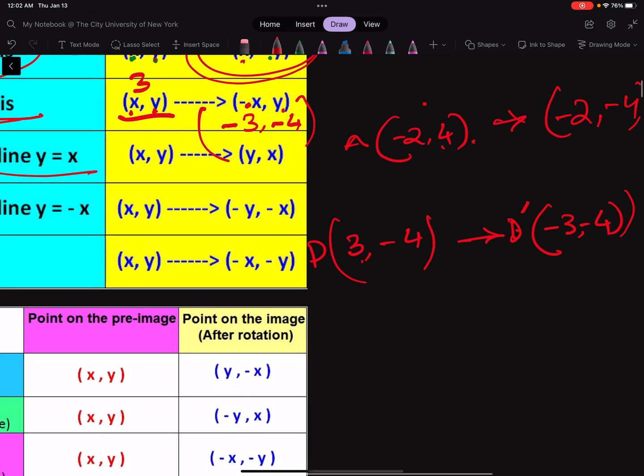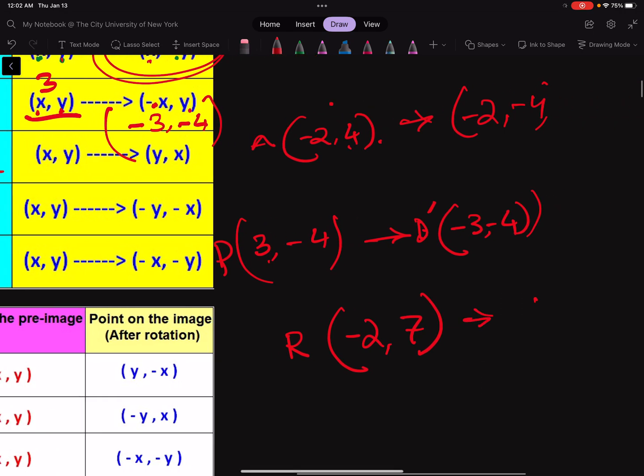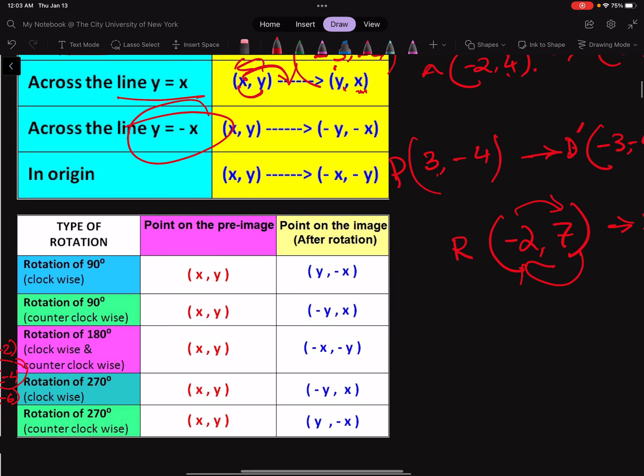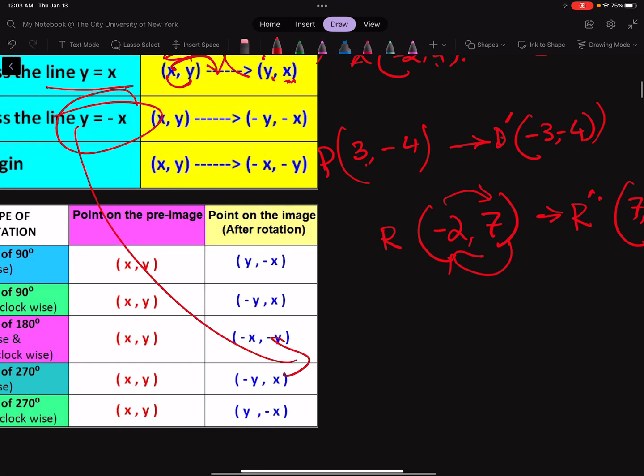And let's say y equals x. I give you a point, let's say R, which is (-2, 7). What happens? You see, they flip. y becomes x and x becomes the y coordinate. So you just flip it. So 7 is here and -2 goes here. And if it is across y equals -x, what happens?